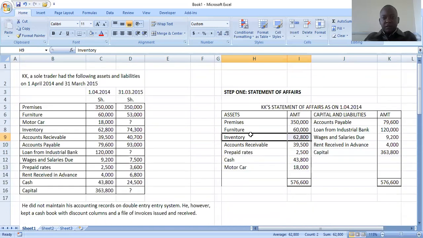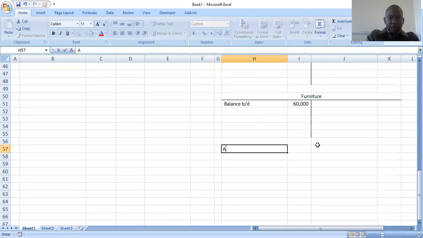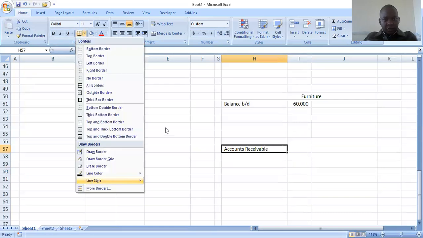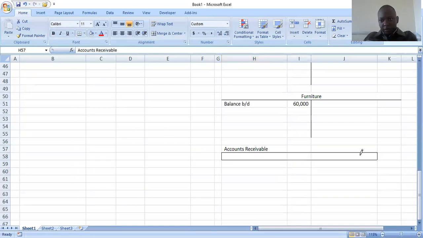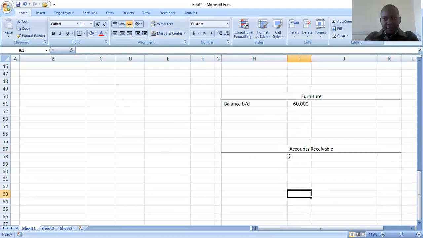Then we have accounts receivable. From the statement of affairs is the other account that you have. So you open an account for it. So accounts receivable. You draw an account for it. So you see that the statement of affairs provides the information for the opening balances.